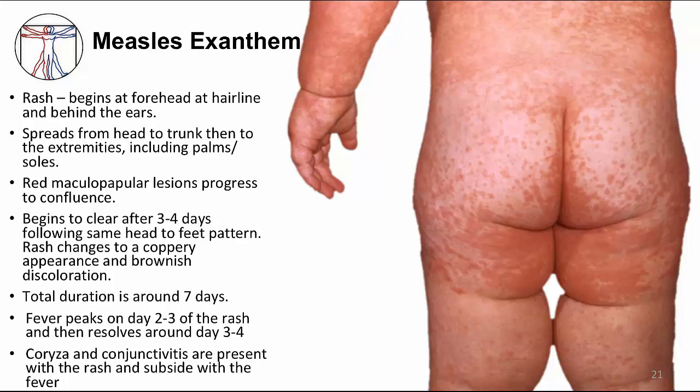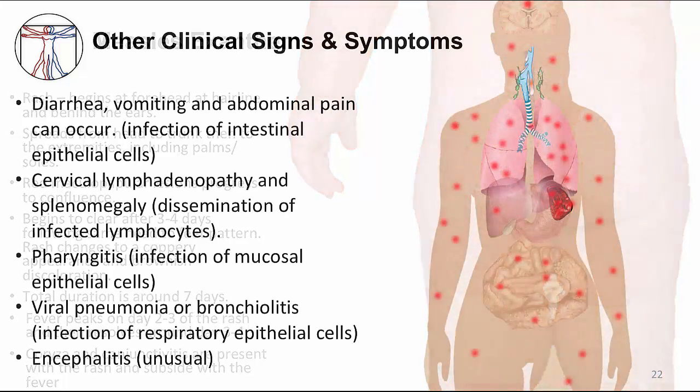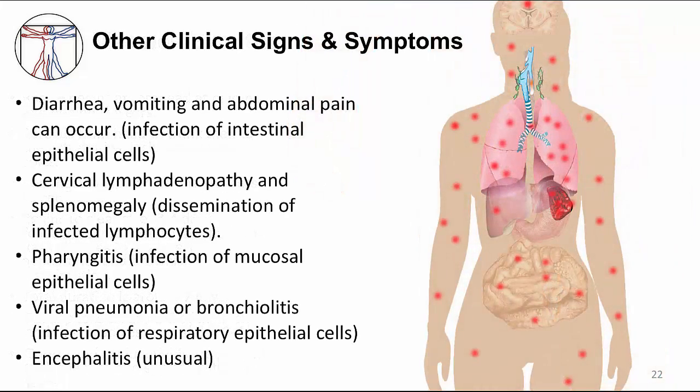Now, there are other clinical signs and symptoms that can be seen. Just think about the organs that measles virus disseminates to. Infection of the intestinal epithelial cells leads to diarrhea, vomiting, and abdominal pain. Dissemination to lymphoid organs results in cervical lymphadenopathy and splenomegaly. Pharyngitis, viral pneumonia, and bronchiolitis can occur with dissemination to the mucosal epithelium of the upper and lower respiratory tract. More unusual is encephalitis.